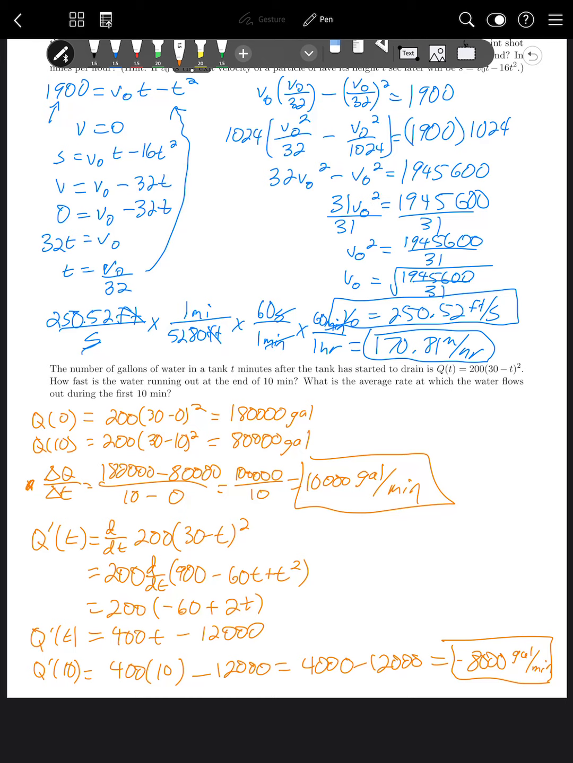And I noticed an error that I made up here. This answer is right, except that it's supposed to be negative because I put these in backwards. Remember, whenever you're using average rate of change, you have to make sure that the things on top and bottom line up. So Q of 10 has to go above 10, which is the 80,000, and Q of 0 has to go above 0. So this should be negative 100,000, which means the answer should be negative 10,000 gallons per minute. Okay, so there are a bunch of examples about average rate of change.